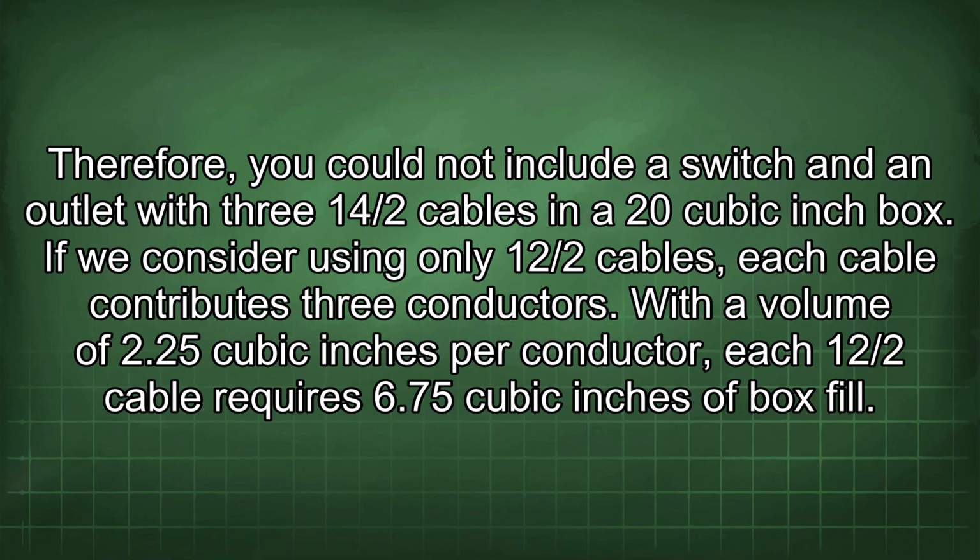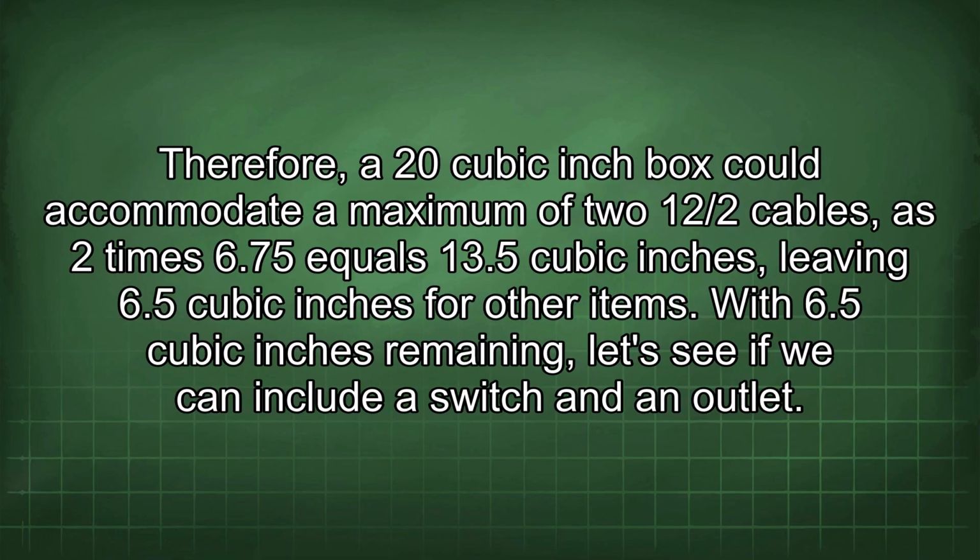If we consider using only 12/2 cables, each cable contributes 3 conductors. With a volume of 2.25 cubic inches per conductor, each 12/2 cable requires 6.75 cubic inches of box fill. Therefore, a 20 cubic inch box could accommodate a maximum of 2 12/2 cables, as 2 times 6.75 equals 13.5 cubic inches, leaving 6.5 cubic inches for other items.